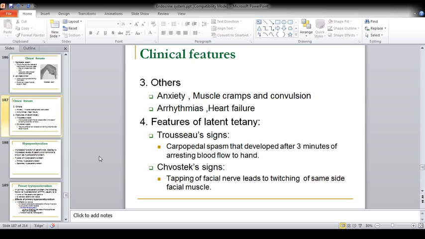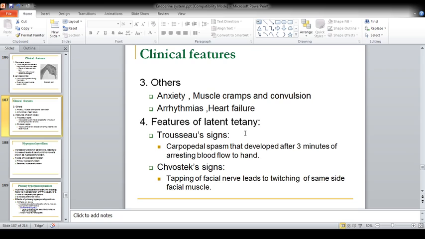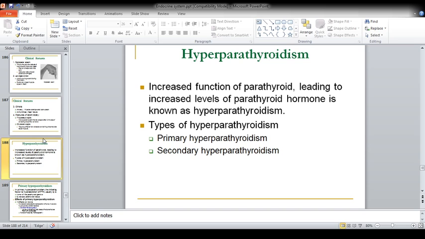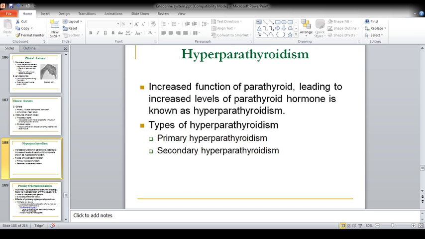So after 3 minutes the patient would develop carpopedal spasm, the same sign which was being shown here, that is flexion of the elbow, flexion of the wrist, and adduction of thumb and extension of fingers, or tapping the facial nerve on the side of the face would cause twitching of same side of facial muscles. So this was tetany. Now let's discuss hyperparathyroidism.